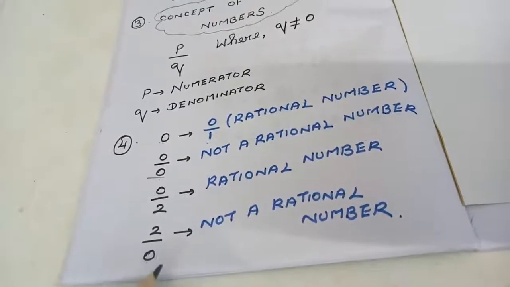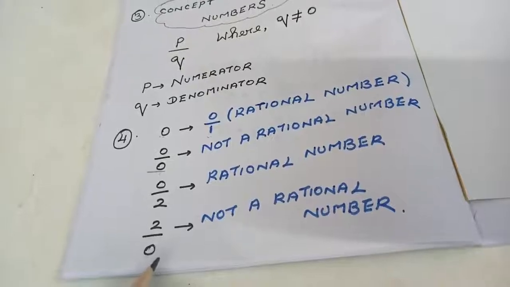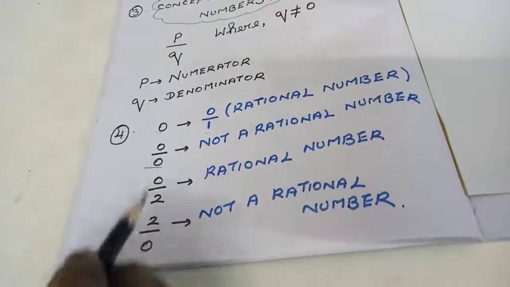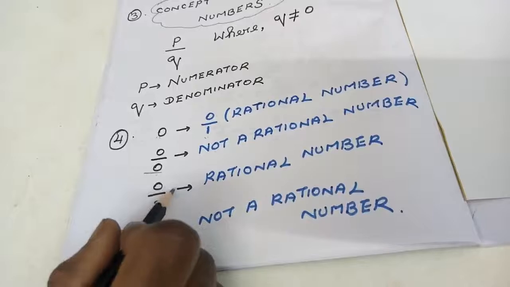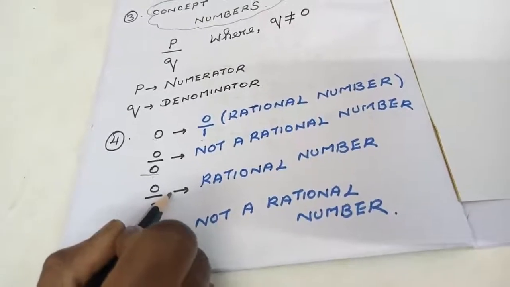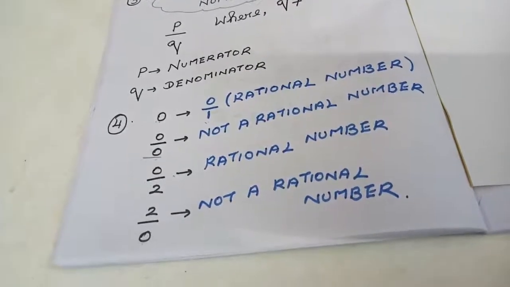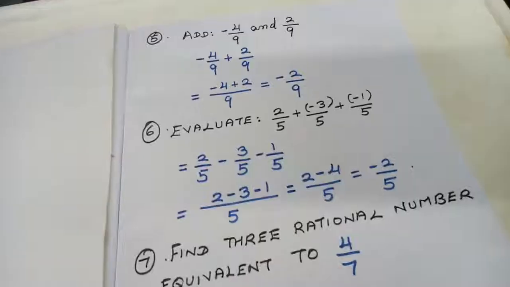That particular value is called undefined. You can't find the value. But the numerator part, the top value, can be 0. 0 divided by 2 means 0. So numerator 0 is allowed, but denominator 0 is not allowed, students. Based on this, we are going to see a few sums in rational numbers.